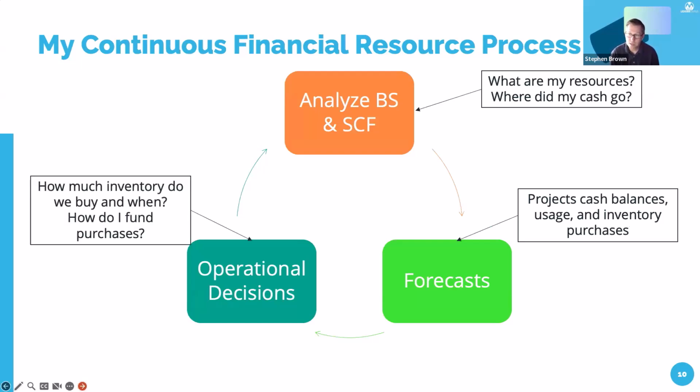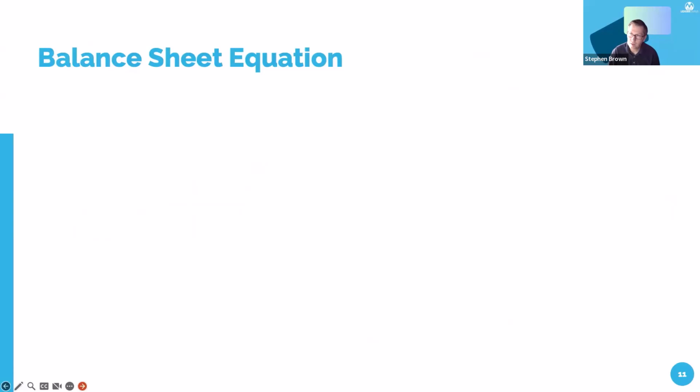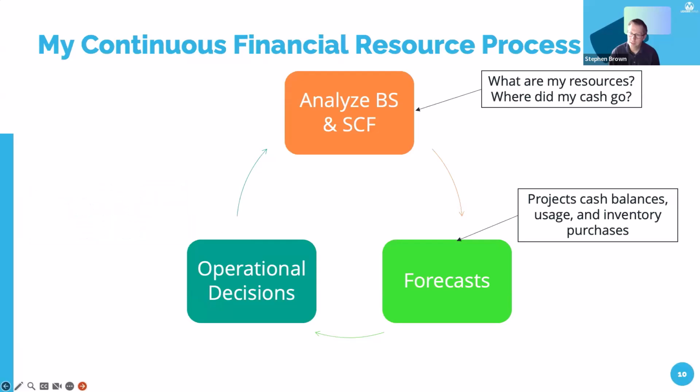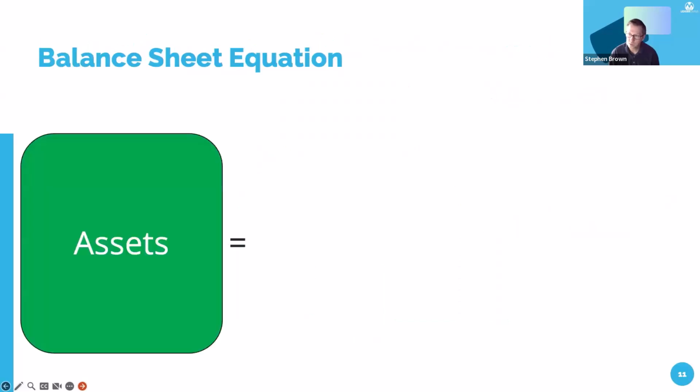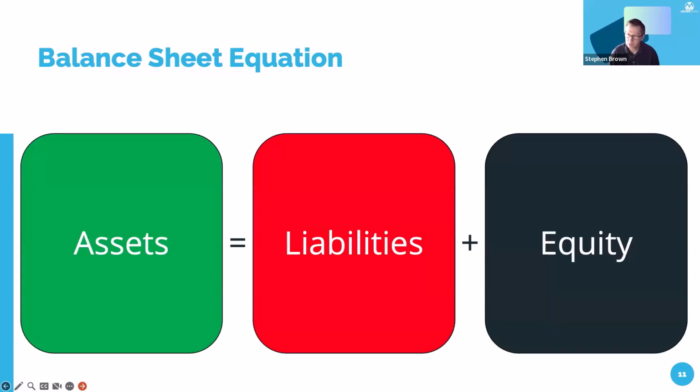And then operational decisions, me and my operational partner at Sole Toscana, or if I'm doing this with other customers, we're usually making a couple of key decisions: how much inventory do we buy and when, and how do I fund purchases or paybacks. So let's talk about how we do this analysis. There's a very simple equation. You learn this in like accounting 101. Assets equal liabilities plus equity. It's called a balance sheet because the total amount of assets will equal the total amount of liabilities and equity. It has to.